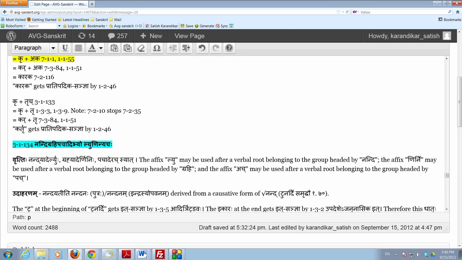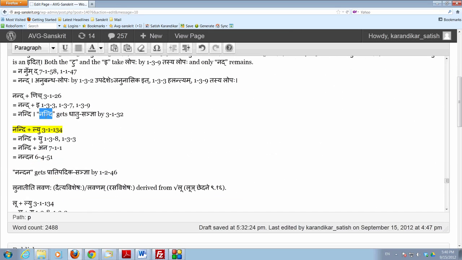So nandigrahipachadibhyo lyuninyachaha. Now this nandi, which got the dhatu by sanya vasanadyanta dhatavaha, you take that dhatu and now add the pratyaya lyu by nandigrahipachadibhyo lyuninyachaha. And in the affix lyu, of course, the lakara is an it by lashakvataddhite, and tasya lopaha. That takes lopaha.